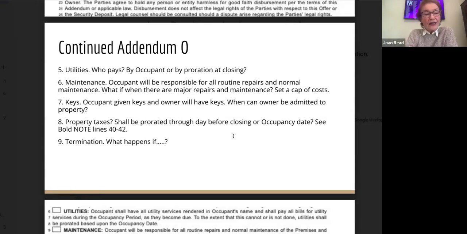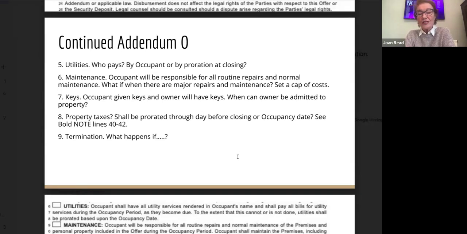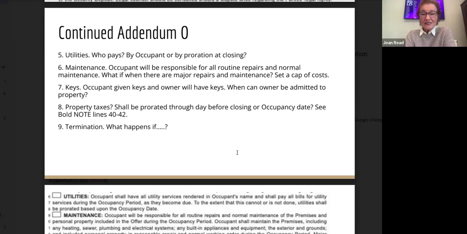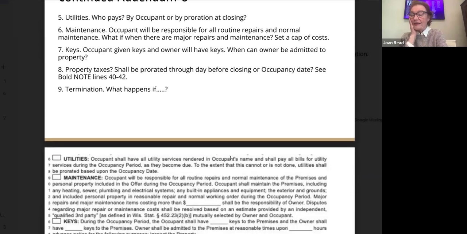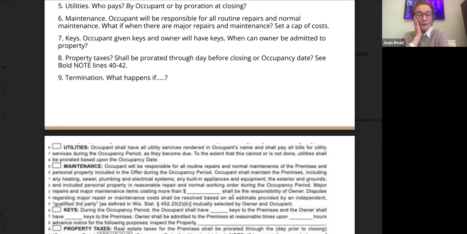What happens to the property taxes? Shall they be prorated through the day before closing or the occupancy date? These are all choices that addendum O gives you to negotiate with the other party that's going to occupy.